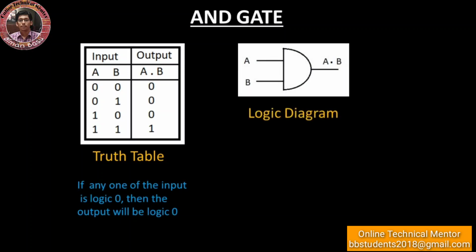So this is your logic diagram. It's a half circle or a D. It has two inputs A and B, and the output will be represented as A dot B.